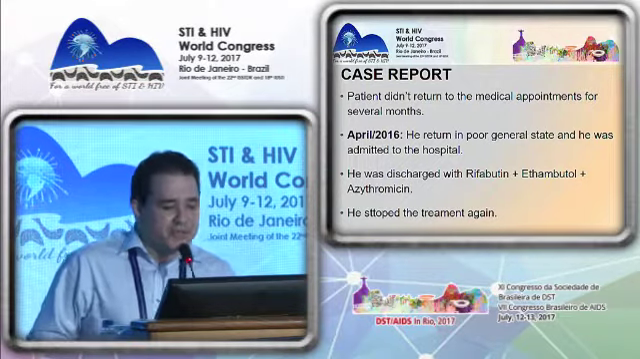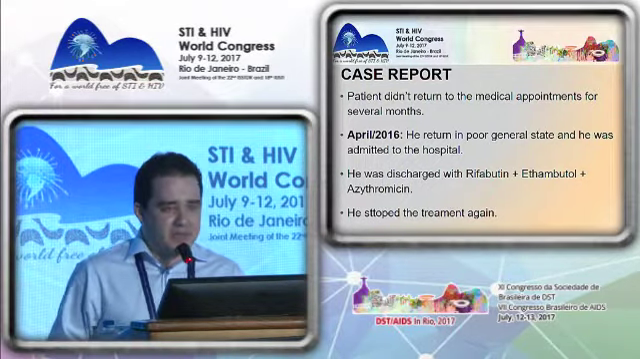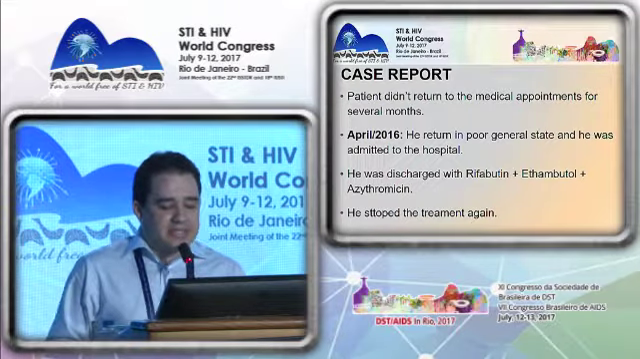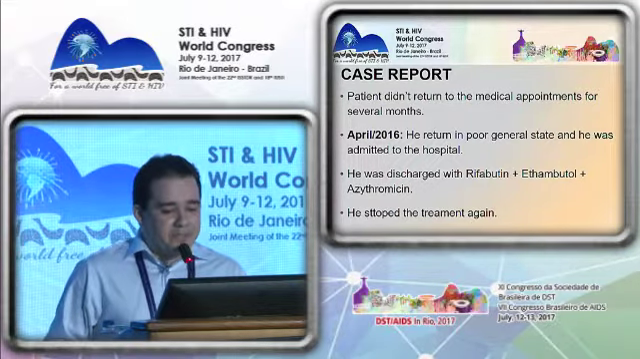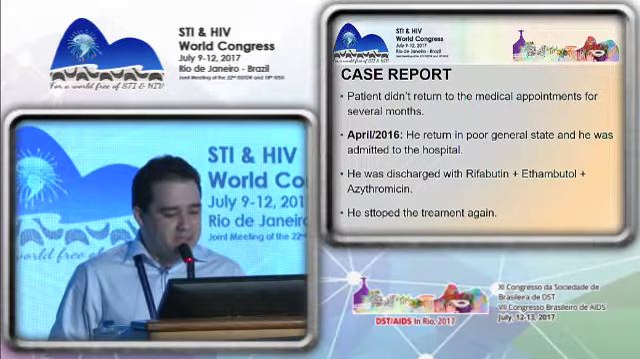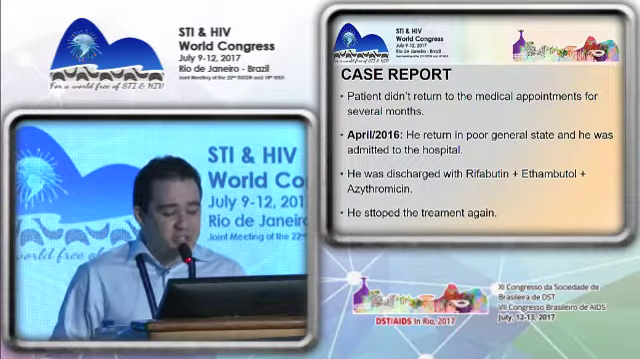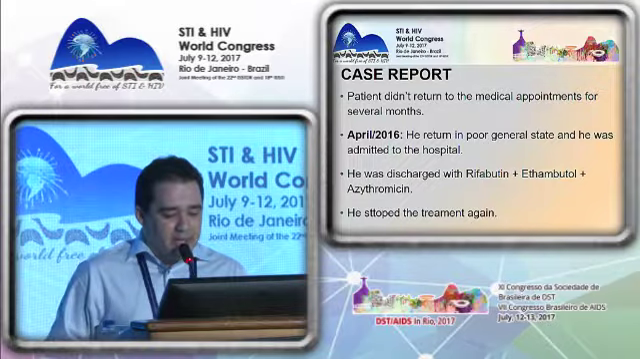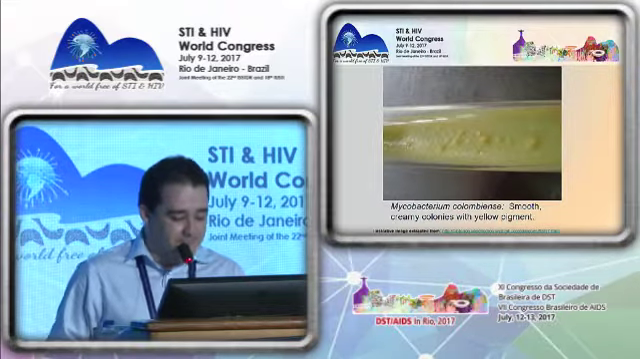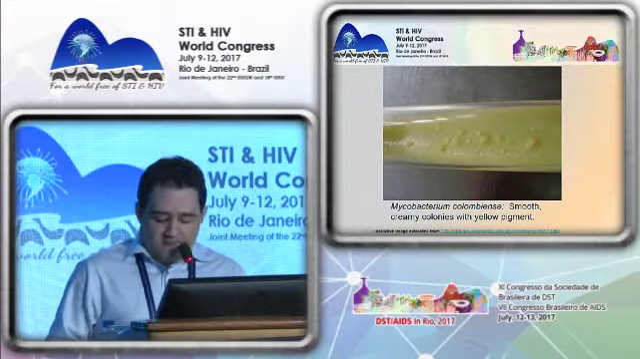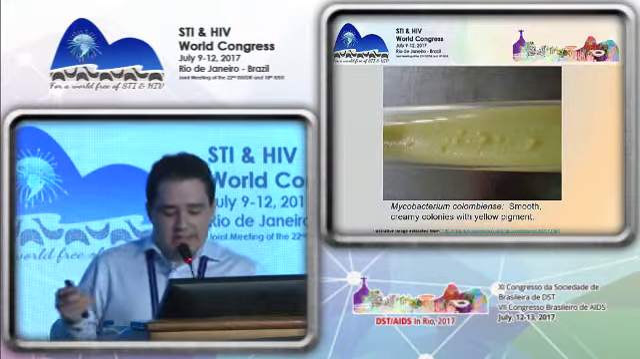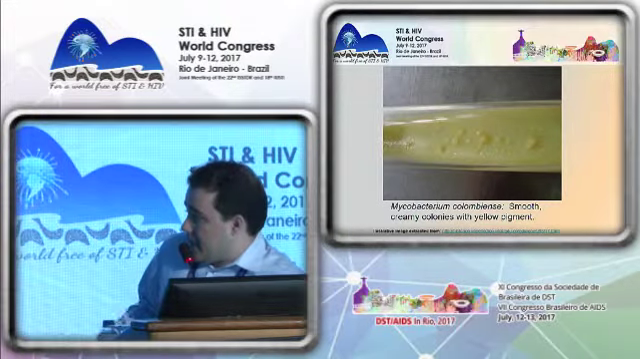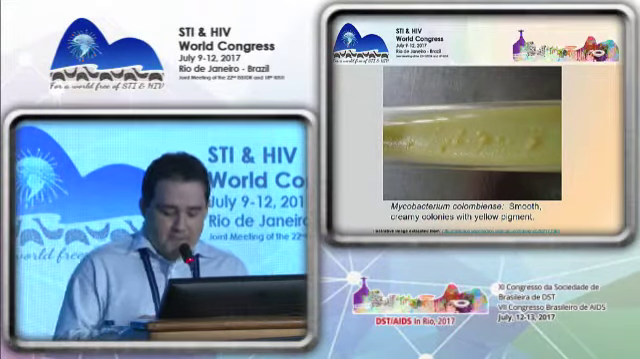Unfortunately, the patient didn't return to the medical appointments for several months. In April 2016, he returned in poor general state and was admitted to the hospital. He was discharged with rifabutin, ethambutol, and azithromycin, but unfortunately he stopped the treatment again. In this slide, we can see an illustrative image of Mycobacterium colombiensis with smooth, creamy colonies with yellow pigment.